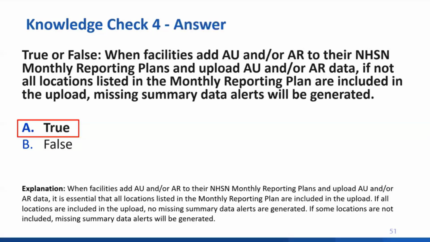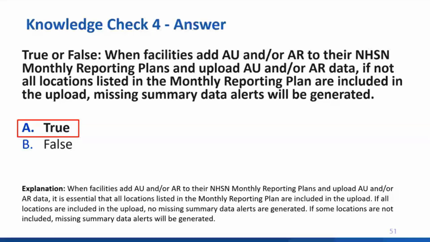The correct answer is true. When facilities add AU and AR to their NHSN monthly reporting plans and upload the AU and AR data, it is essential that all locations listed in the monthly reporting plan are included in the upload. If all locations are included in the upload, no missing summary data alerts are generated. However, if some locations are not included, missing summary data alerts will be generated.